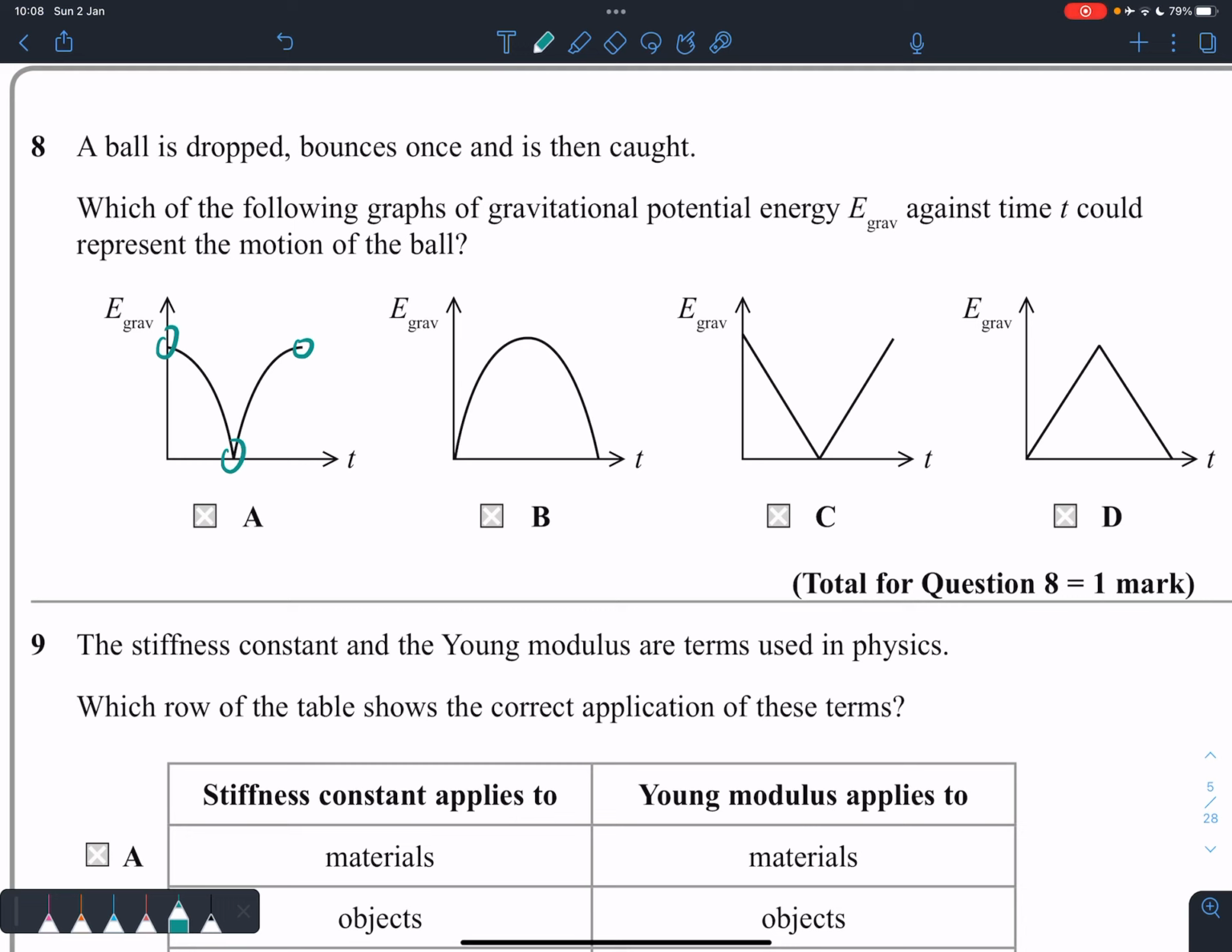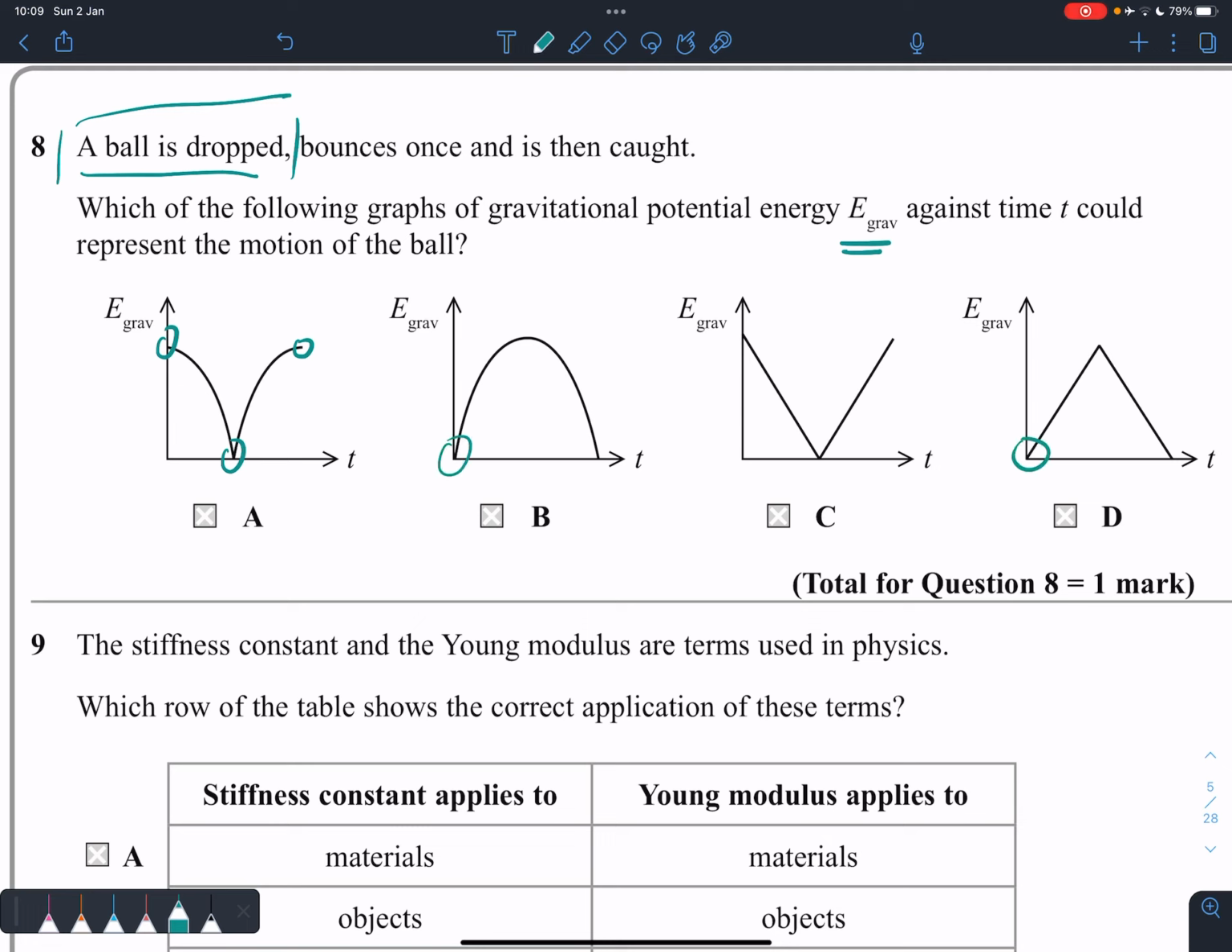So you've got to say, what would the gravitational potential energy be at the beginning? So a ball is dropped. So the first thing you've got to work out is whether the gravitational potential energy at the beginning is going to be high, low, medium? Well, if it's dropped, right? It's starting with a high gravitational potential energy. So it absolutely rules out any of those that start here as 0. So it rules those two out.